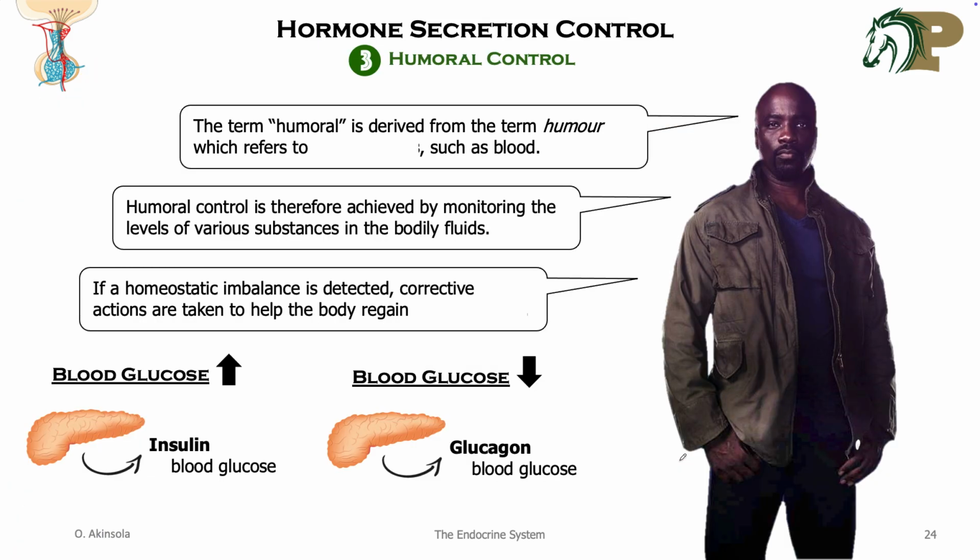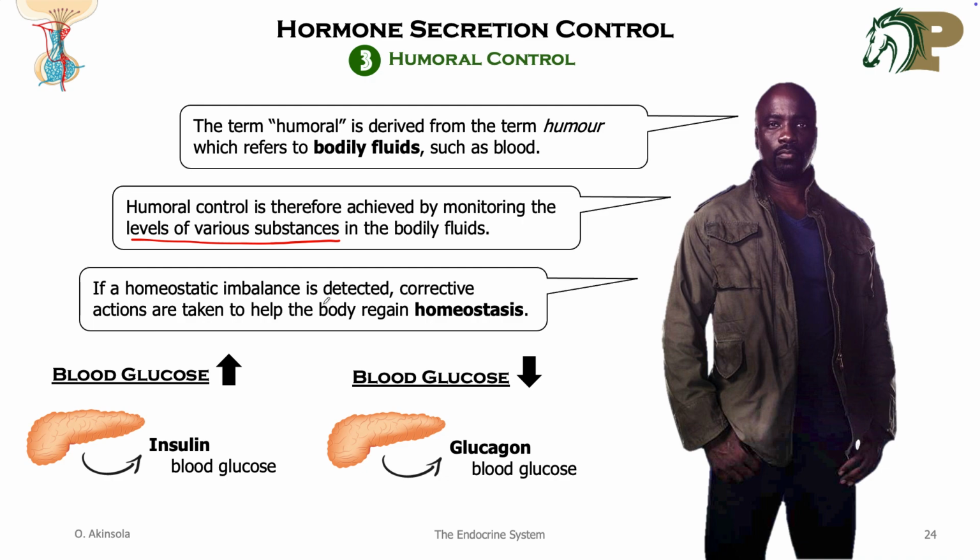The last type of regulation that we need to talk about is humoral control. Humoral is derived from the term humor, which refers to bodily fluids such as blood. And what happens here is that humoral control is achieved by monitoring the levels of various substances in bodily fluids. Okay? If a homeostatic imbalance is detected, corrective actions are taken to help the body regain homeostasis.